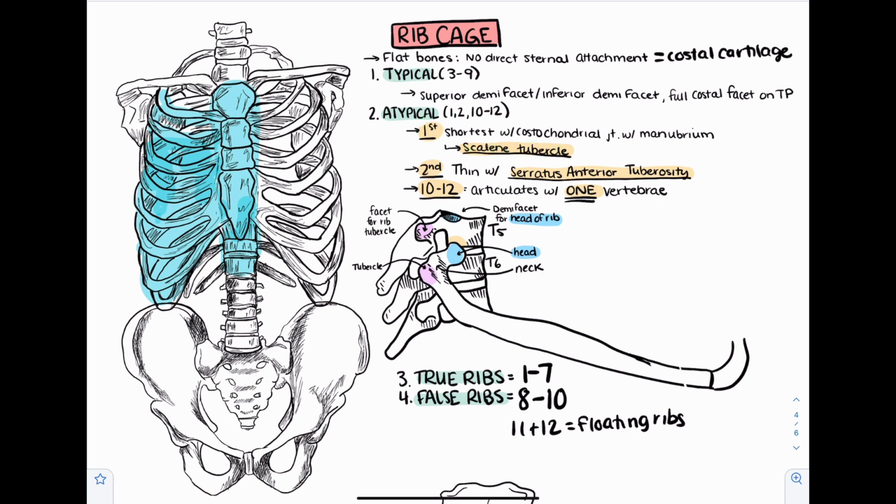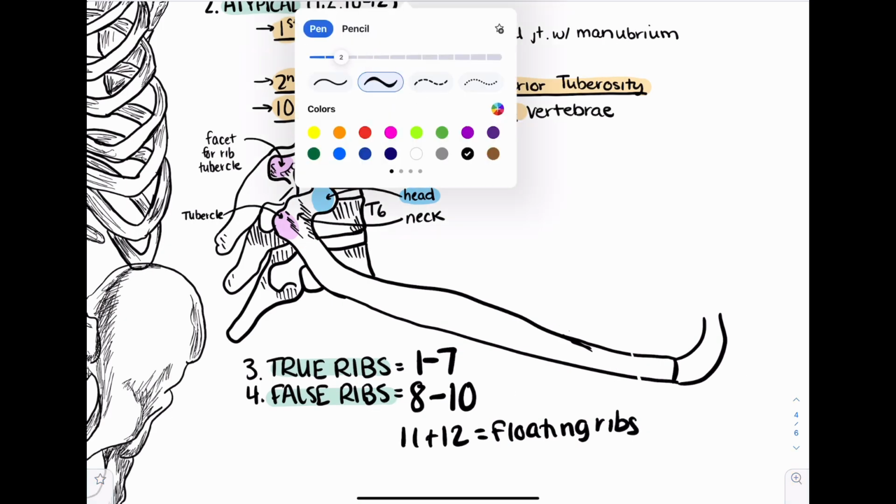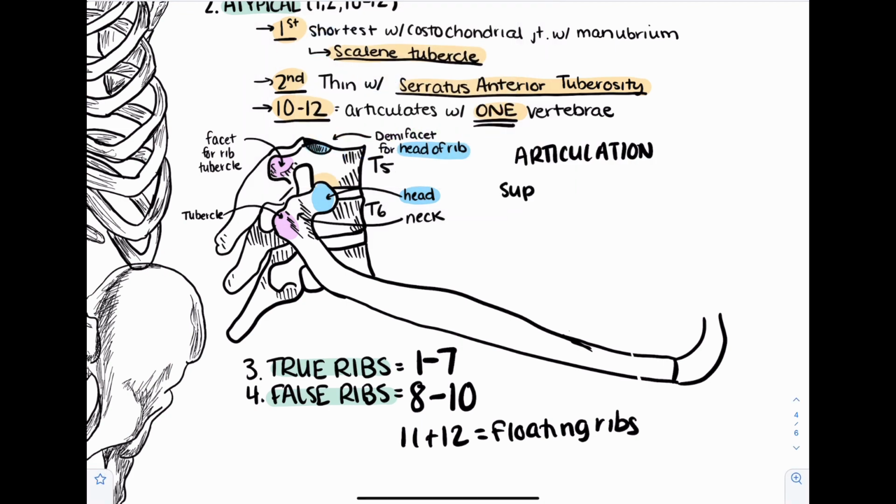Besides that, there's not too much more you need to identify on the ribs except for what you'll see in lab. This is kind of the rules of articulation. The superior facet number is equal to the rib number. So the superior facet of T5 is where the 5th rib attaches. The inferior demifacet of T5 is where the 6th rib attaches.